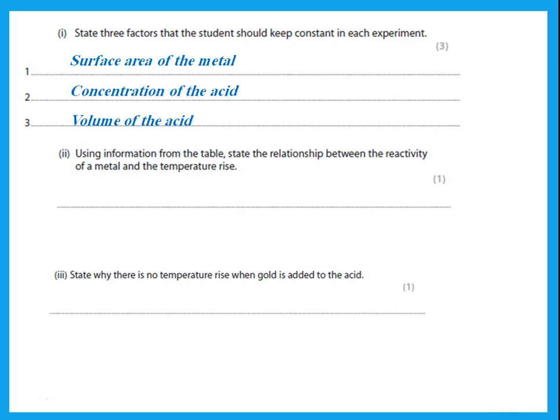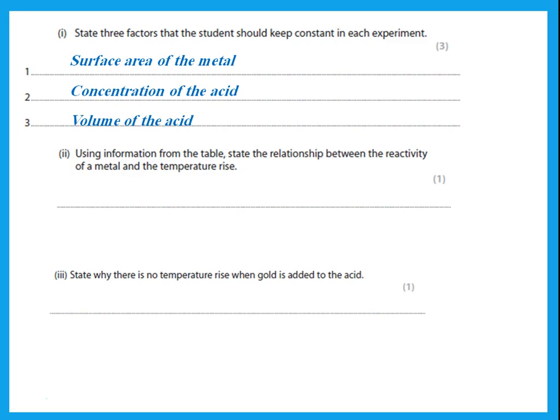But he shouldn't be changing what? He shouldn't be changing the surface area of the metal, the concentration of the acid, the volume of the acid. Remember that surface area of the metal means I shouldn't use one metal in the form of big pieces and the other metal in the form of powder, for example. They should be the same surface area and they should be the same mass of the metal. So you can either say same surface area of metal, same mass of metal, and then the acid should have the same volume, the same concentration.